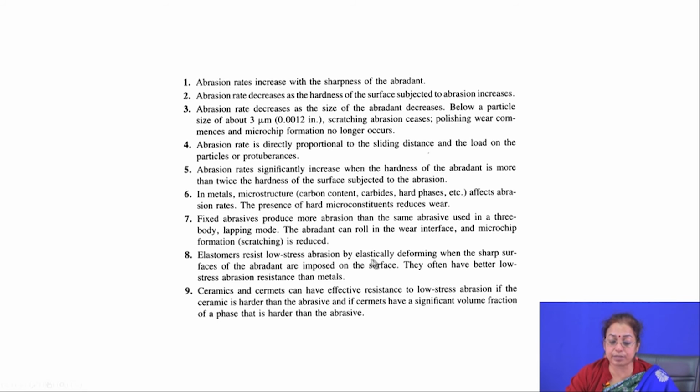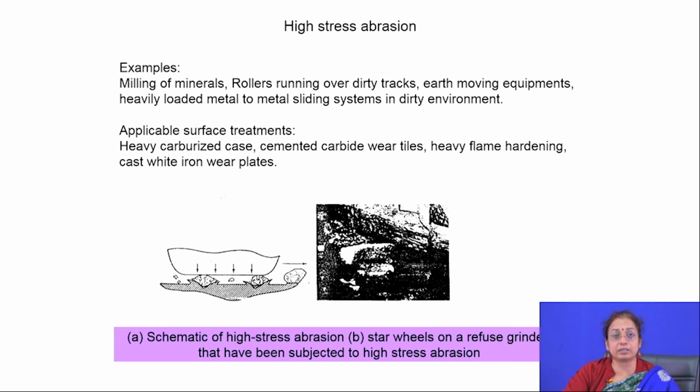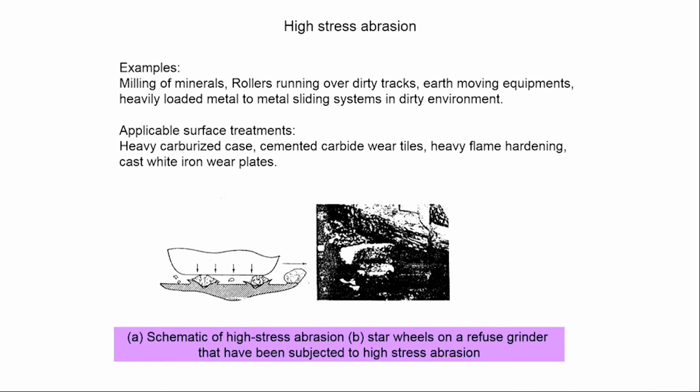Elastomers resist low stress abrasion by elastically deforming. When the soft surfaces of the abradant are imposed on the surface, they often have better low stress abrasion resistance, and ceramics can have higher resistance to low stress abrasion because they are naturally harder. So, in low stress abrasion, the basic characteristic feature is that there are very fine scratches on the surface, and you can reduce or minimize the kinetics of the low stress abrasion by a typical hard ceramic layer coating on the surface.